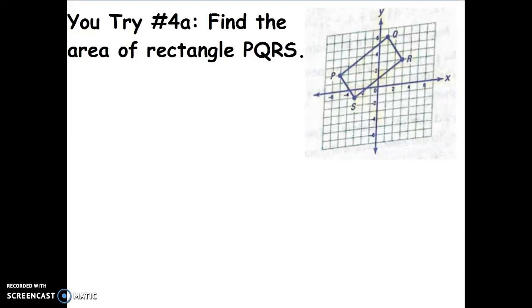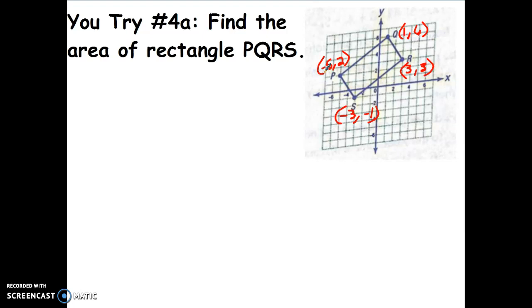All right, so the first thing that I'm going to do is identify my ordered pairs. So we got (-3, -1), (3, 3), (1, 6), and (-5, 2).